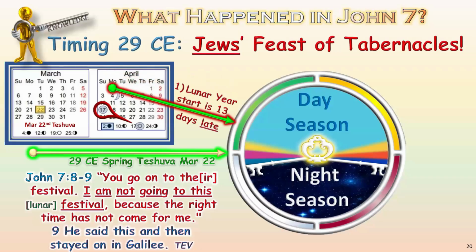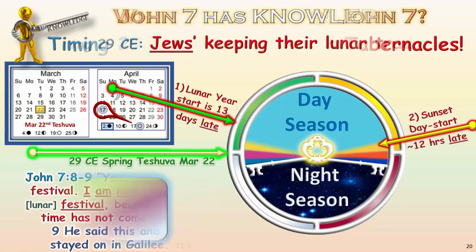And what happened in that year? Their lunar year start is 13 days late. It's up here somewhere. Was there anything else that was happening? Yes, there was, because they were doing a sunset day. They were starting their day at a sunset, which is 12 hours too late, because the day starts down here with the first light. So they have removed some keys from the Torah calendar.